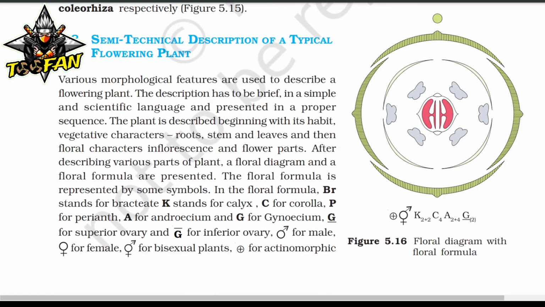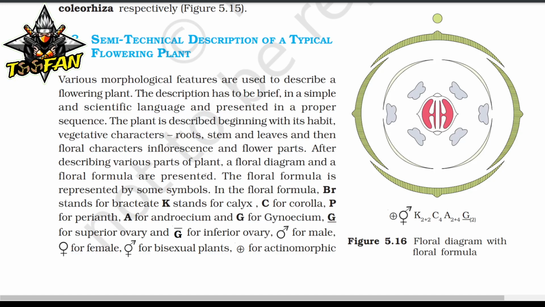Various morphological features are used to describe a flowering plant. The description has to be brief, in simple and scientific language, and presented in a proper sequence. The plant is described beginning with its habit, vegetative characters, root, stem, and leaves, and then floral characters, inflorescence, and flower parts. After describing various parts of the plant, a floral diagram and a floral formula are presented.